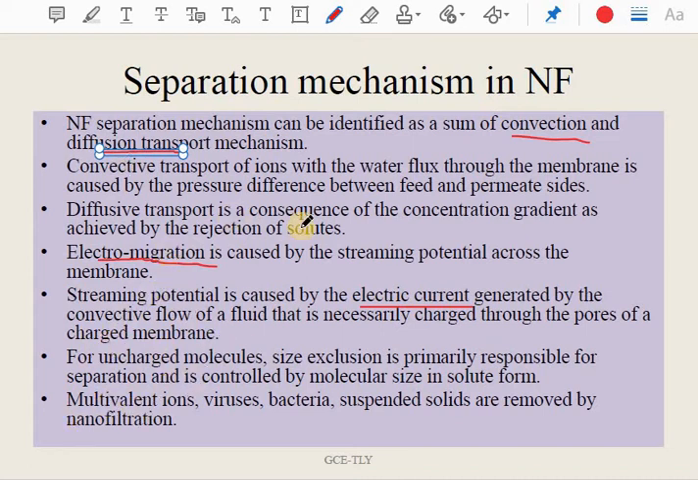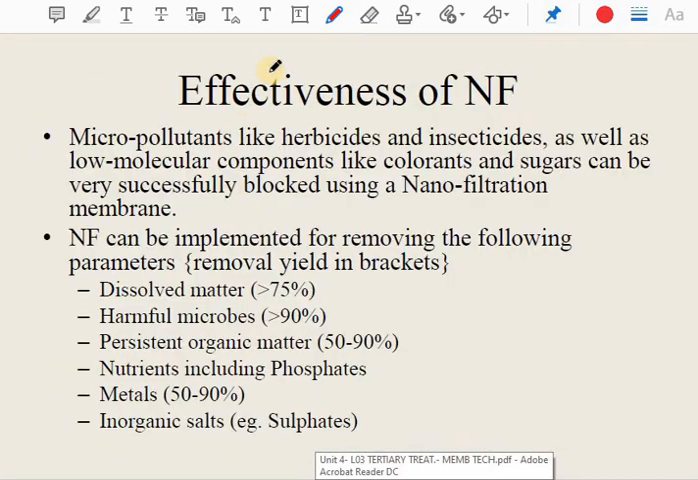Okay. For uncharged molecules, the size exclusion property comes into action, and it is responsible for the separation, and it is controlled by the molecular size of the solute. So multivalent ions, viruses, bacteria, and suspended solids are removed in nanofiltration.